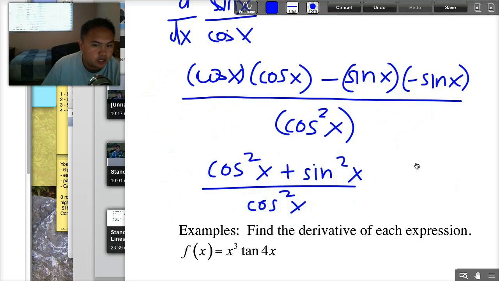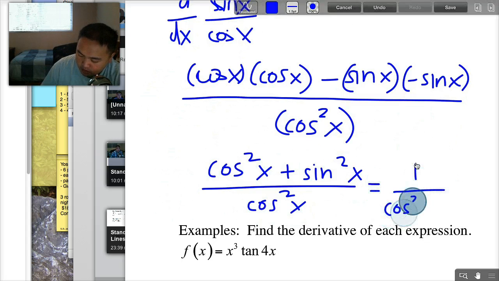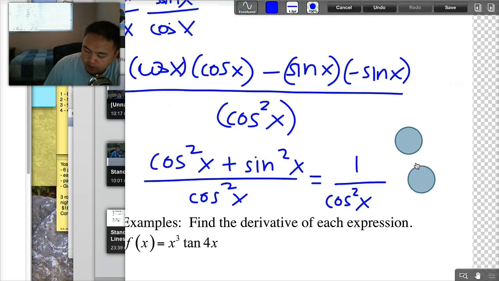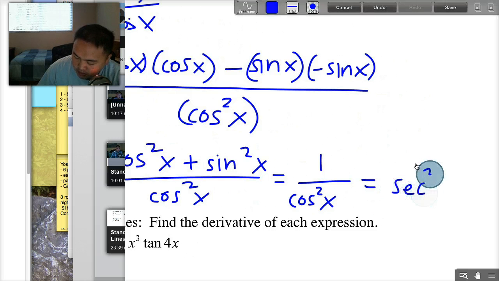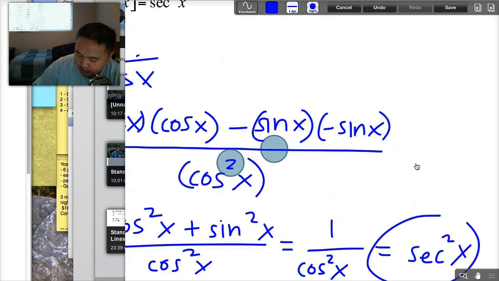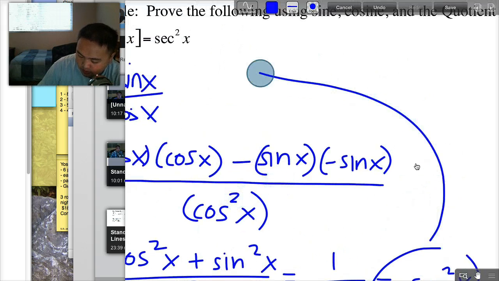Now I'm going to use one of the trig identities that I learned earlier. Remember, we said that cosine squared plus sine squared, that's the definition of the trig identity, is equivalent to 1. And now I'm going to use another identity that I used earlier. Remember I told you 1 over cosine is the same thing as secant. And since this is 1 over cosine squared, this is the same thing as secant squared. And in our proof, this is the exact same thing as what we're trying to prove.